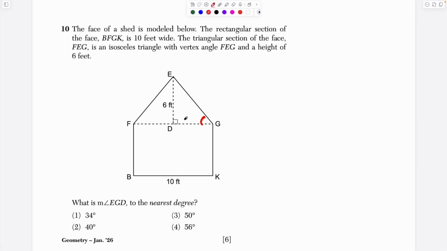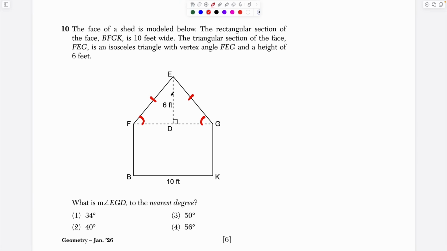And what we know is that this shape over here is a rectangle. So we have BFGK is a rectangle. And this triangle here is isosceles. And they said the vertex angle is FEG. So that means these two sides here are the same. And then these would be the base angles, which are going to be equal to each other.